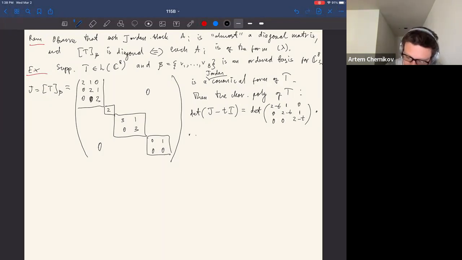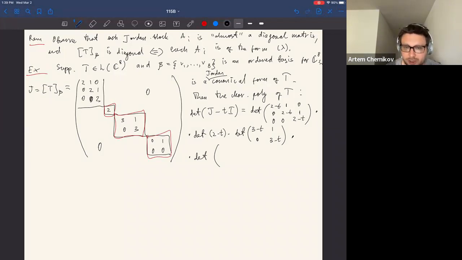Times the determinant of the second block. This block is of course just the matrix with a single entry 2 minus T, times the determinant of the next block. This is going to be the determinant of 3 minus T, 1, 0, 3 minus T, and finally times the determinant of the remaining block. So we take this block, and then I subtract T times the identity matrix, right? So what we get is minus T, minus T. Here I have 0, and here I have 1.